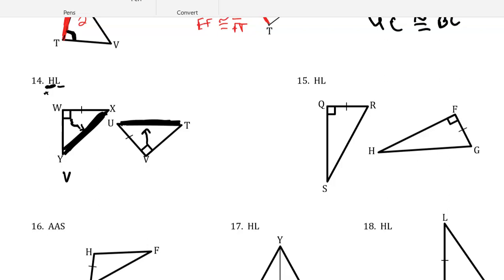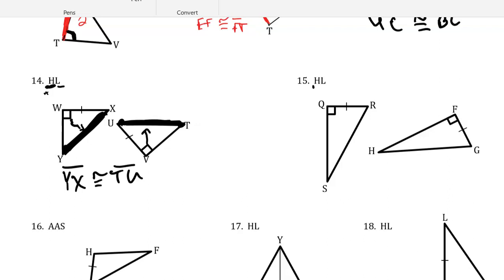All right, so I would say YX. I go from this angle to the angle where the one tick mark is at. So for this one, I'm going to go from T to U. Those would have to be congruent. Okay. 15, pretty much the same.